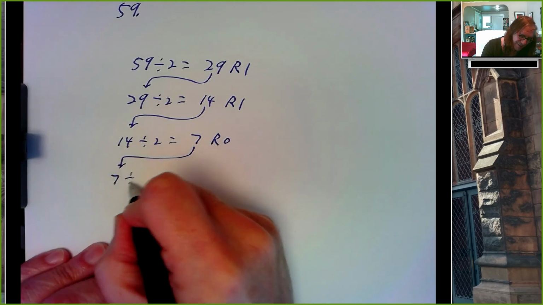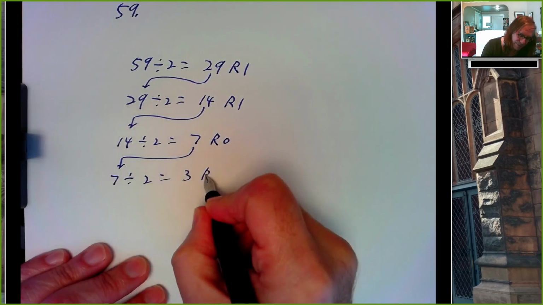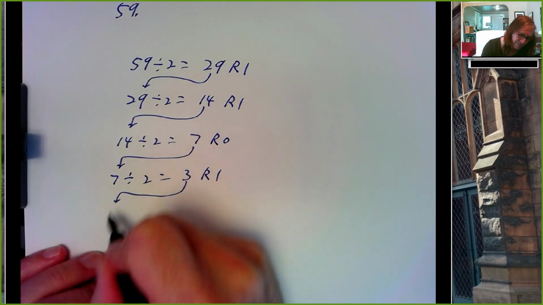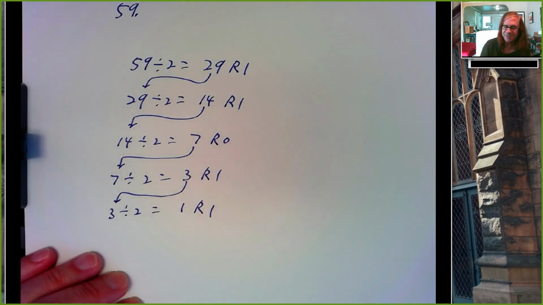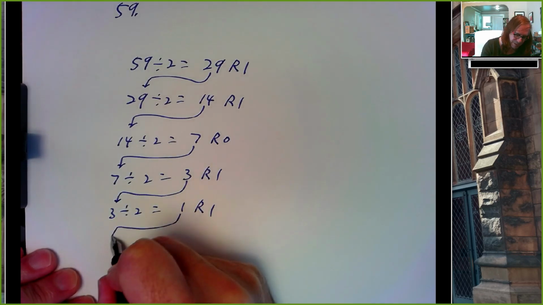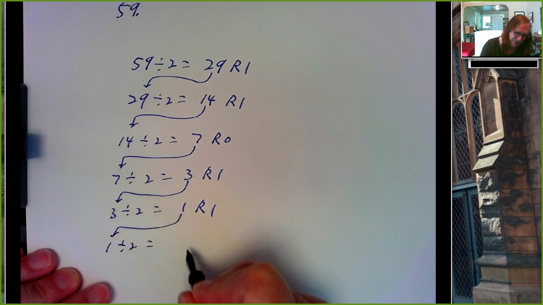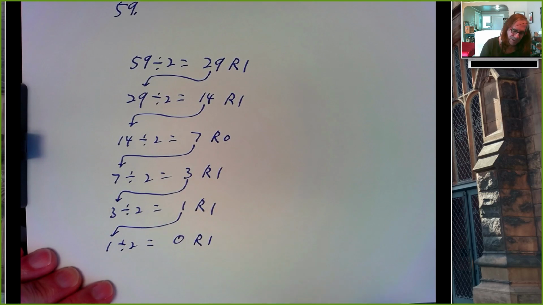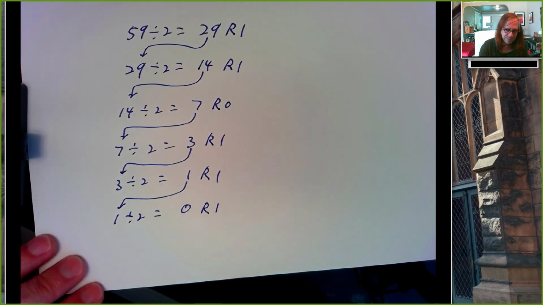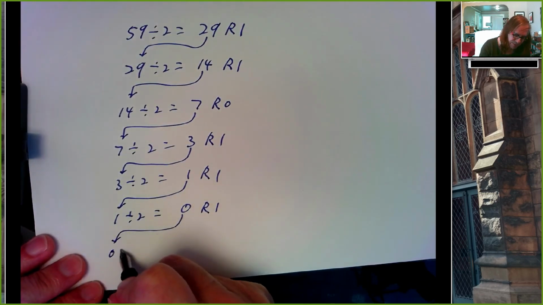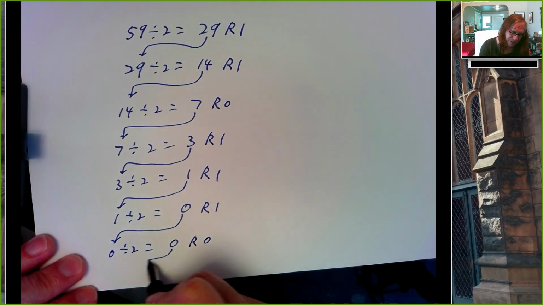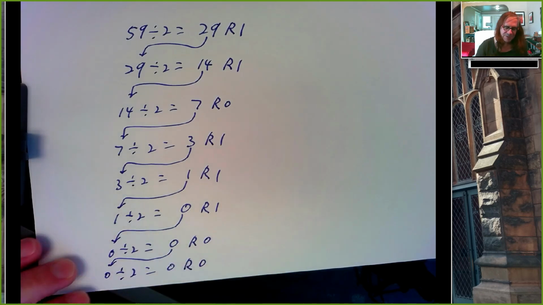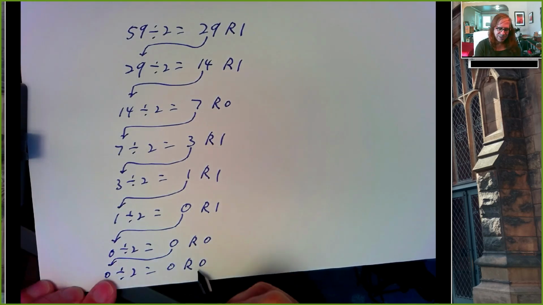I'm going to take 7 divided by 2. I'm going to get 3 with 1 left over. Take 3 and divide it by 2. I'm going to get 1 with 1 left over. Take that 1 divided by 2. I'm going to get 0 with 1 left over. And then at this point, if I keep continuing this, I'm just going to keep getting 0 divided by 2 is 0 with a remainder of 0. So that'll go on forever.